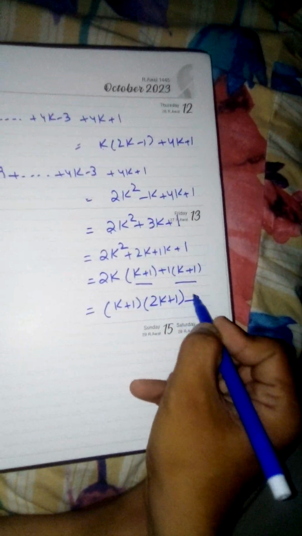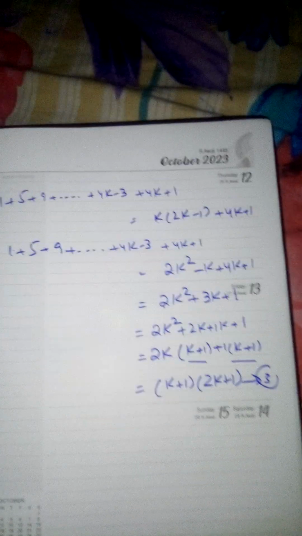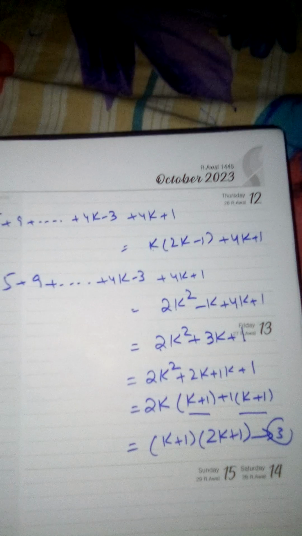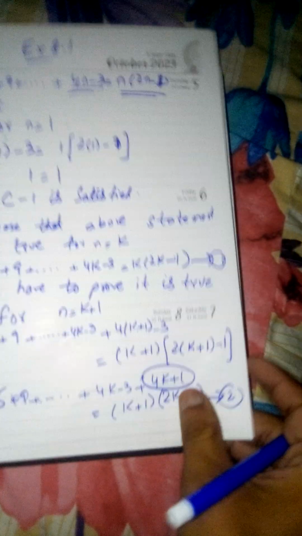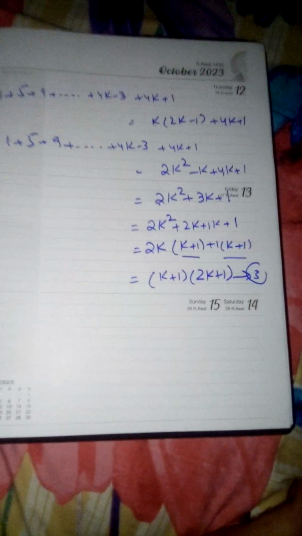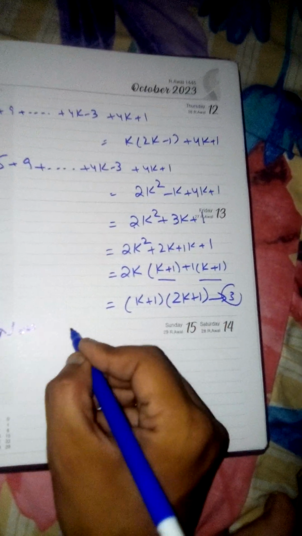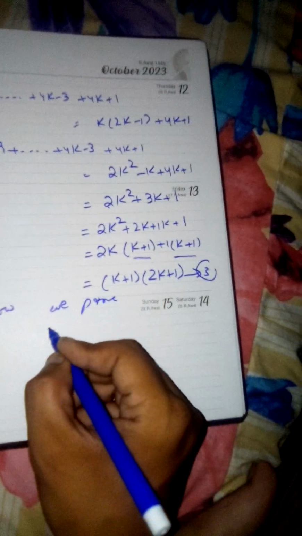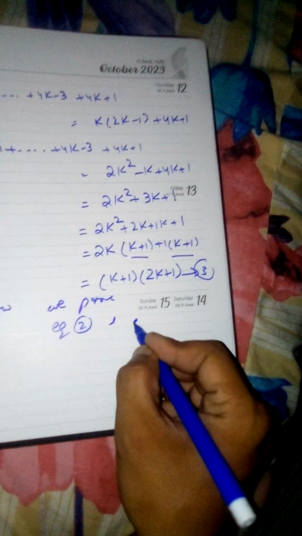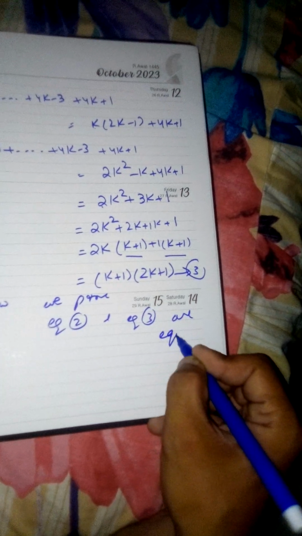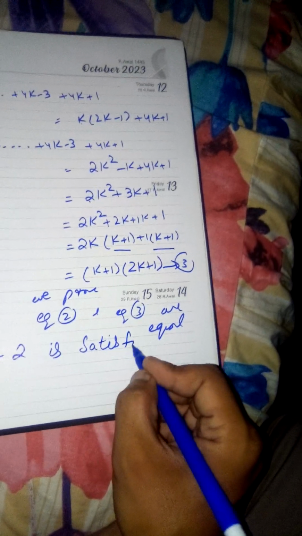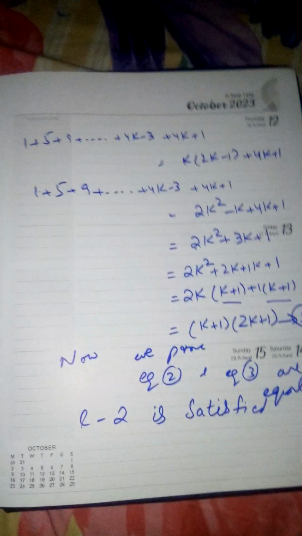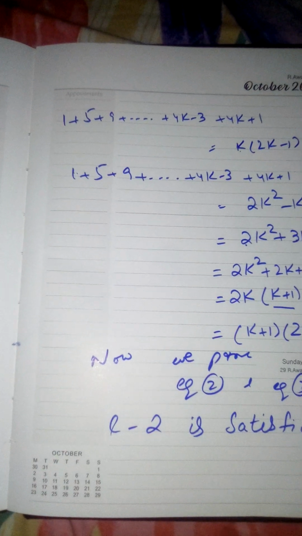Now what is equation number 2 and what is equation number 3? Now we prove equation number 2 and equation number 3 are equal. So condition 2 is satisfied. It is true for n is equal to k plus 1. Hence it is true for all positive integers n.